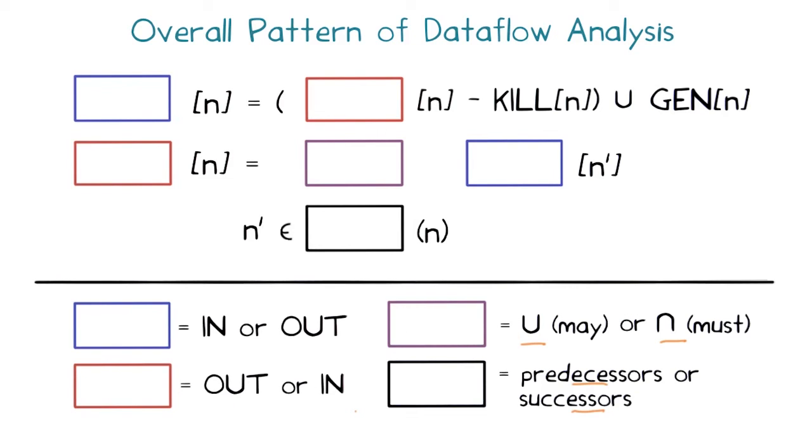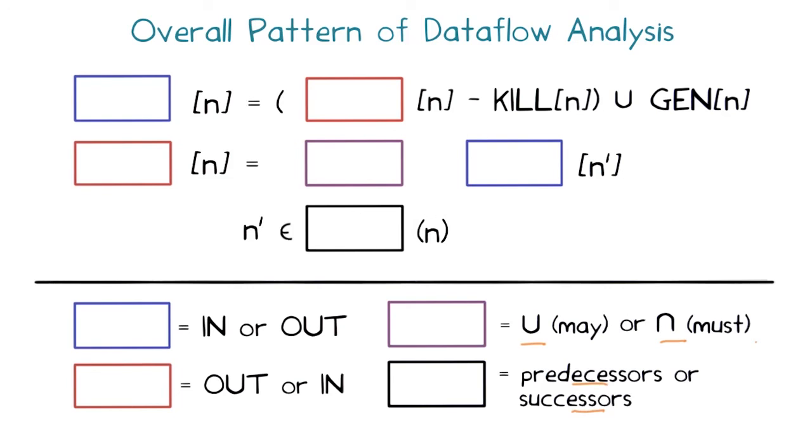First, whether the analysis propagates information forward or backward in the control flow graph, and second, whether the analysis computes may or must information. We already saw what forward versus backward propagation looks like when we discussed the 4 analyses earlier. Forward versus backward propagation is decided by mapping the blue and red boxes to in and out sets appropriately, and by mapping the black box to predecessors or successors accordingly. Now let's see what may versus must information means.